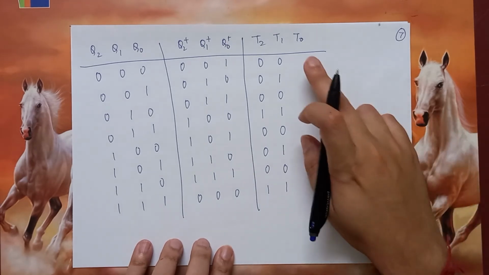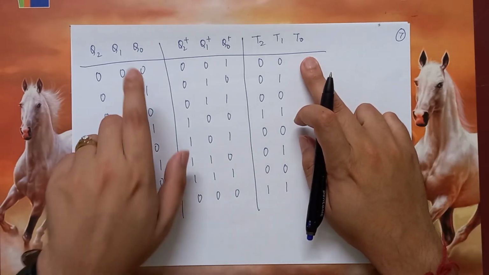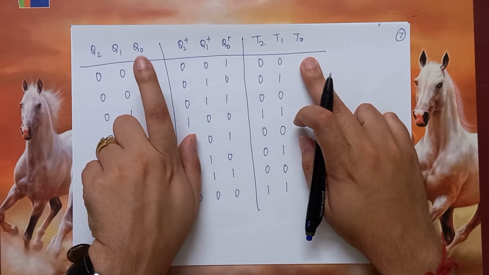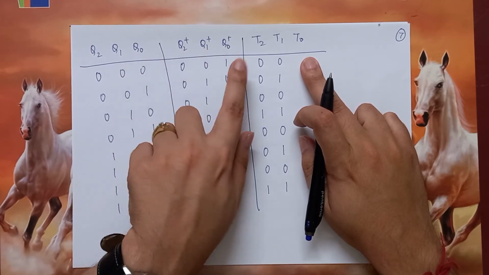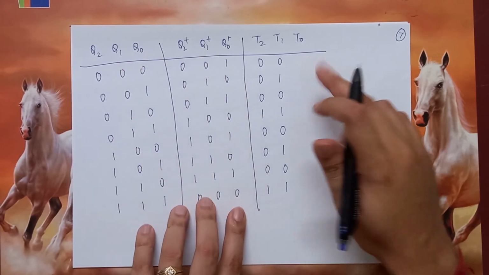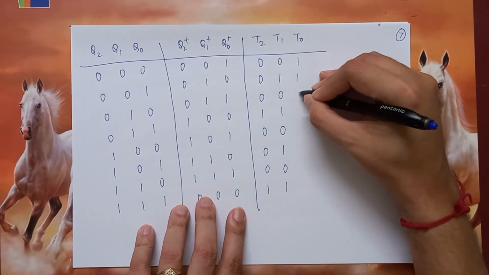Next, T0. For T0, we have to look at Q0 and Q0 plus. So you can see all are complements of each other. Therefore, this T0 will be all ones.